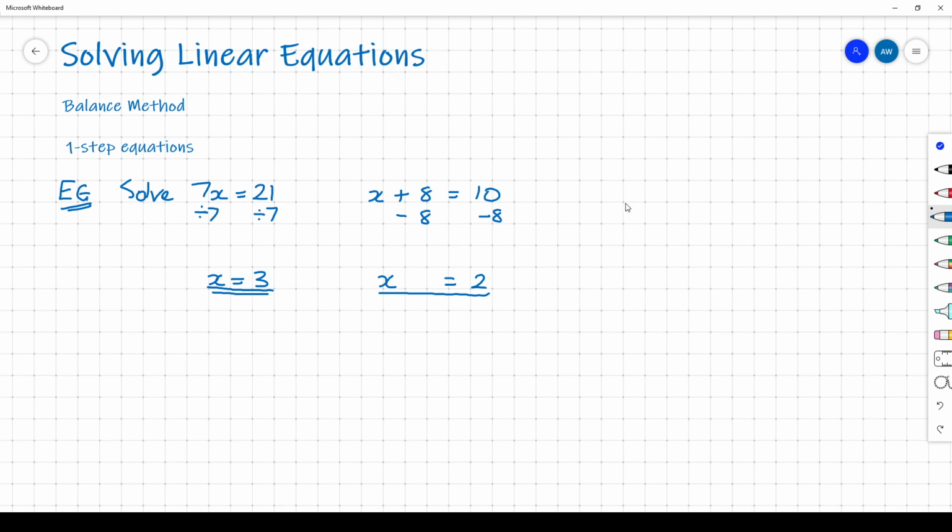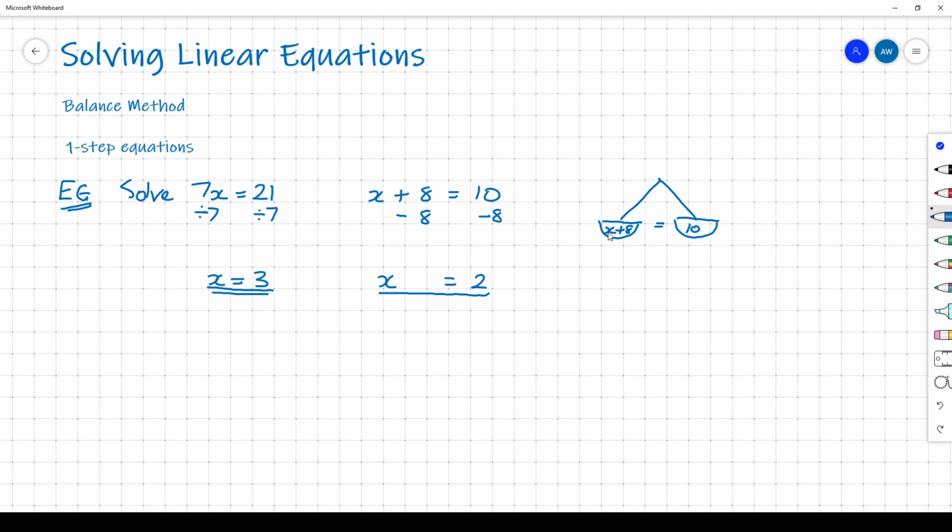And I can show you this on a weighing scale, a very basic weighing scale. So this is where the word balance comes from. This is not a very good drawing. I'm going to pop the equals in between so you can see the equation. When we start off with x plus 8 on that side, and on this side we have 10, because they're equal, they would be balanced.